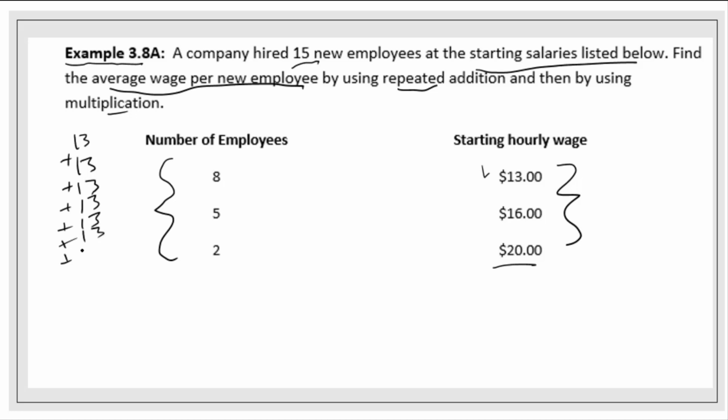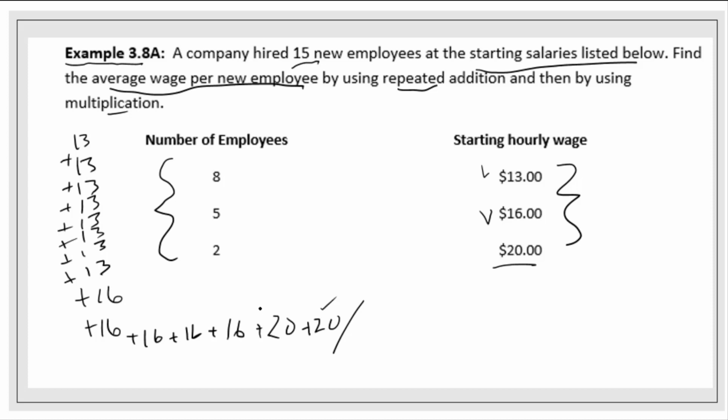Add 13 8 times. 1, 2, 3, 4, 5, 6, 7, 8. And then I could add 16 5 times. 1, 2, 3, 4, 5. And then I could add 20 2 times. And then I can add those up and divide by how many I have, which is 15. Divide all that by 15.